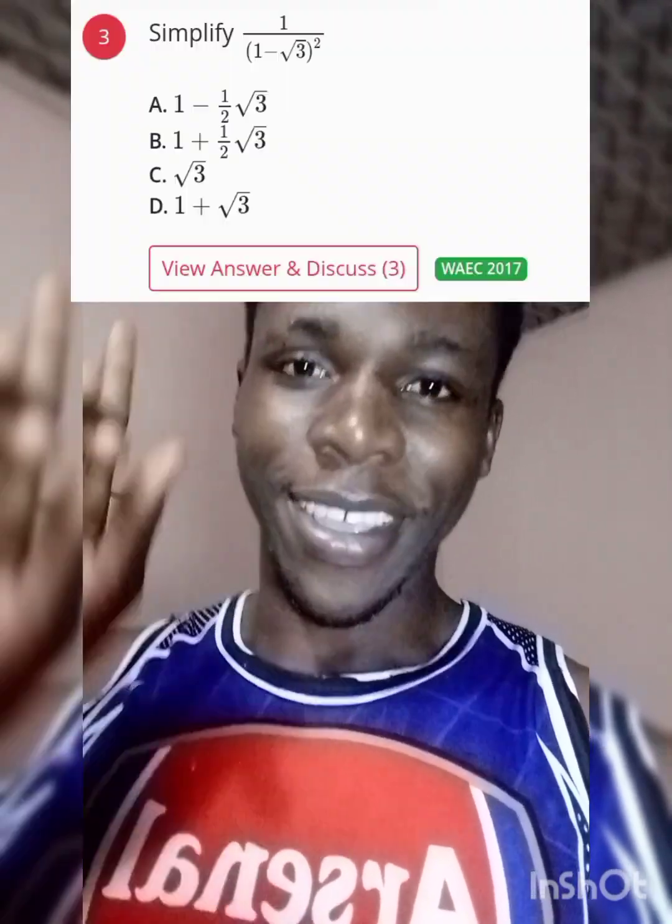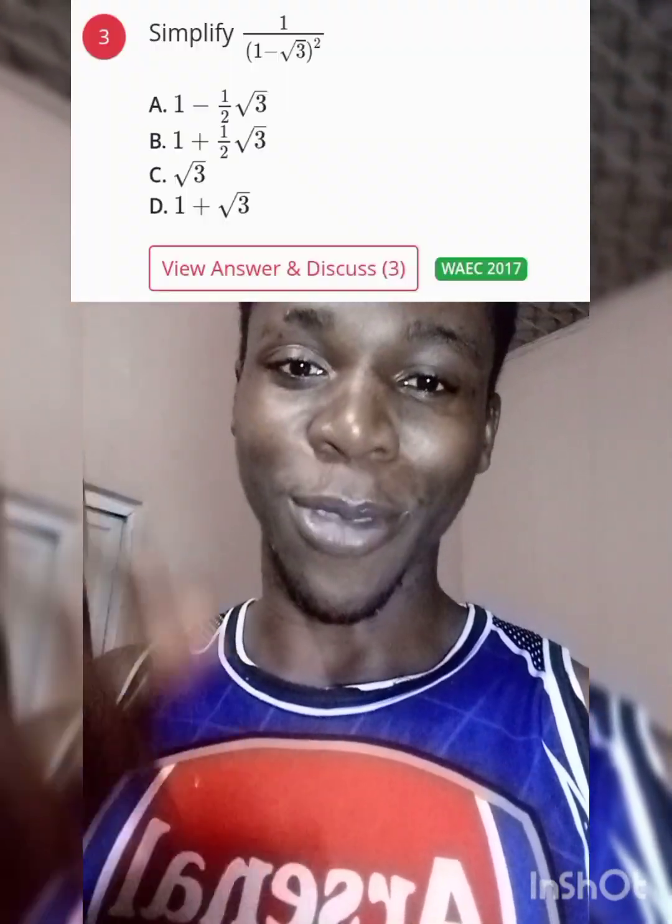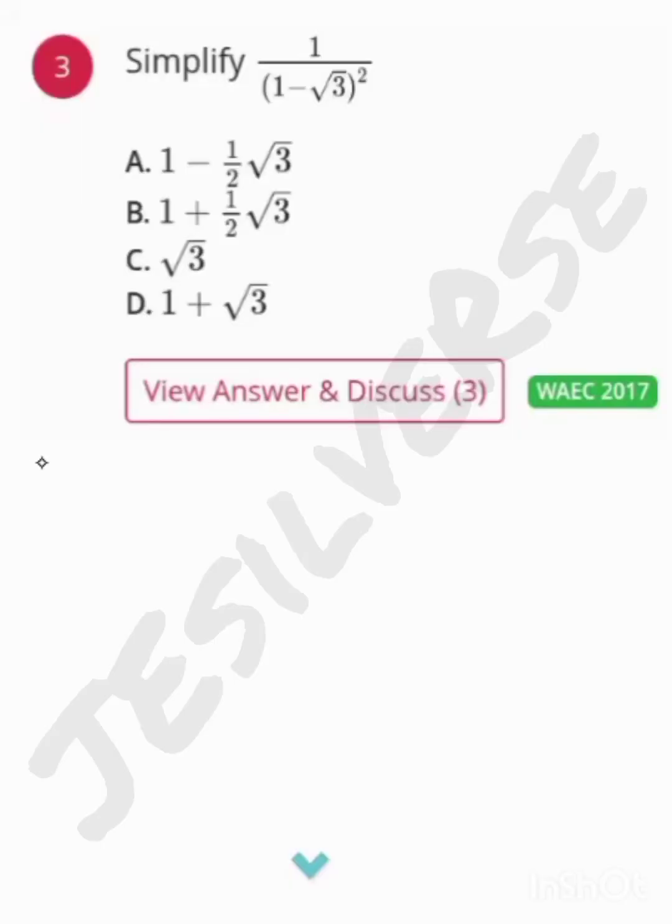Hi, check out this question from Further Mathematics WAEC 2017. Without wasting much of our time, let's solve the question.